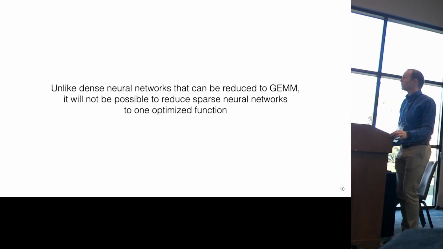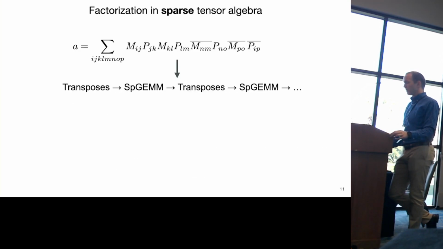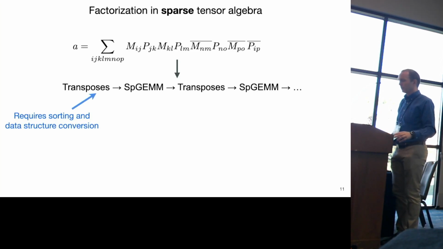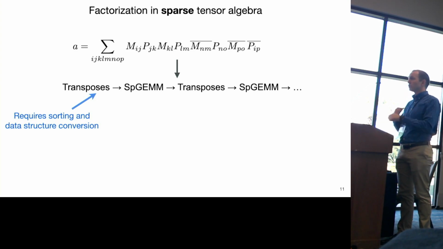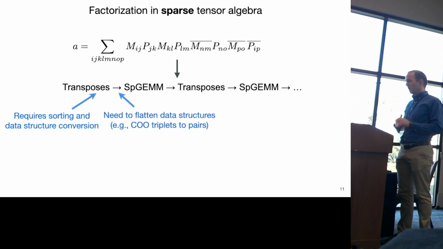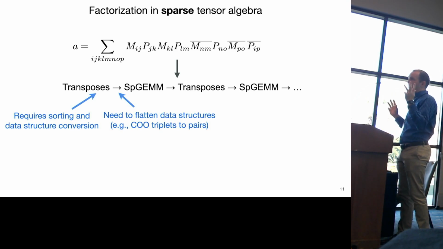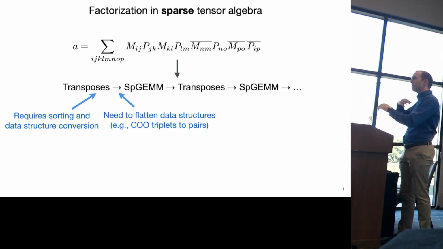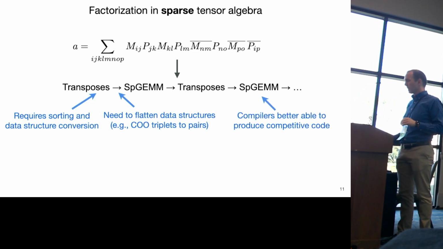Okay, but that doesn't work so well for sparse tensor algebra. There are many reasons for it. One is that transposing requires sorting, so you have to sort your coordinate lists. You need to flatten data structures, meaning with dense tensor algebra, you can just start pretending like a matrix is a tensor or a tensor is a matrix. With sparse tensor algebra, you will need to flatten your coordinates and run over them and move them in memory and compute on them. Unlike dense tensor algebra, compilers are pretty good at producing good sparse tensor algebra operations.